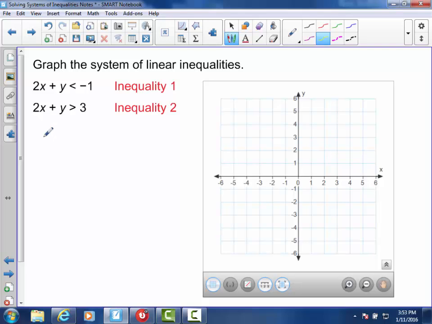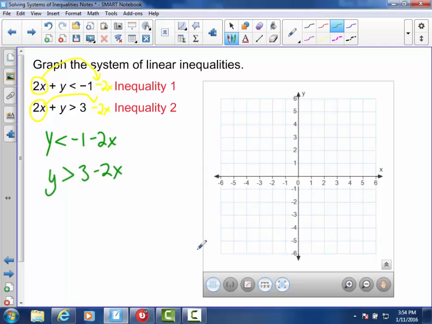Both of these, the 2x here needs to go to the other side. So I'm going to say minus 2x, and over here we'll also have minus 2x. So I'm just going to rewrite those. Y would be less than negative 1 minus 2x, and y would be greater than 3 minus 2x.